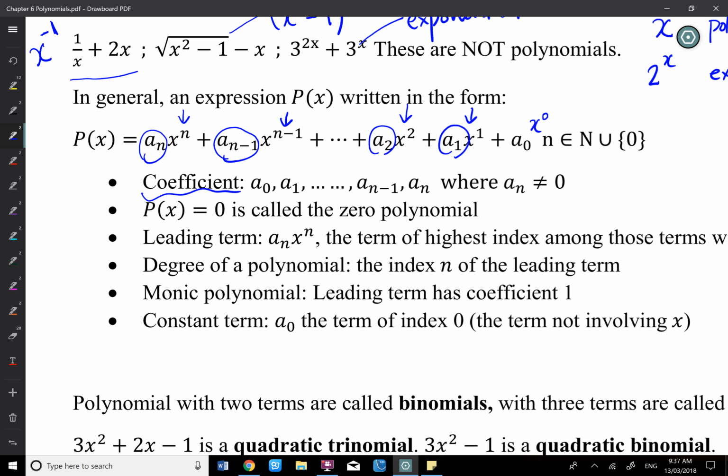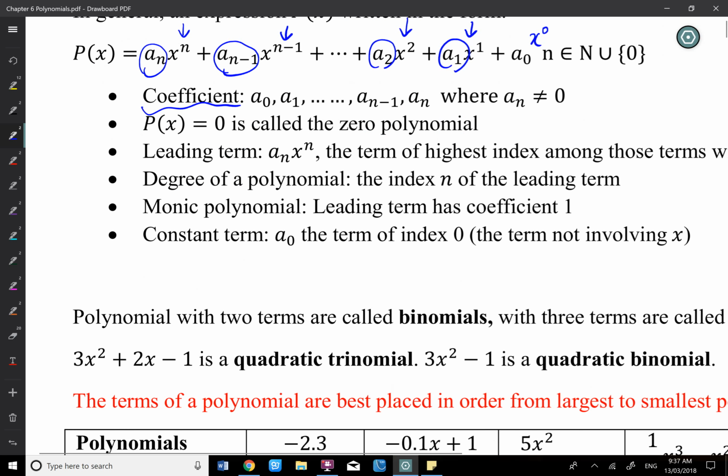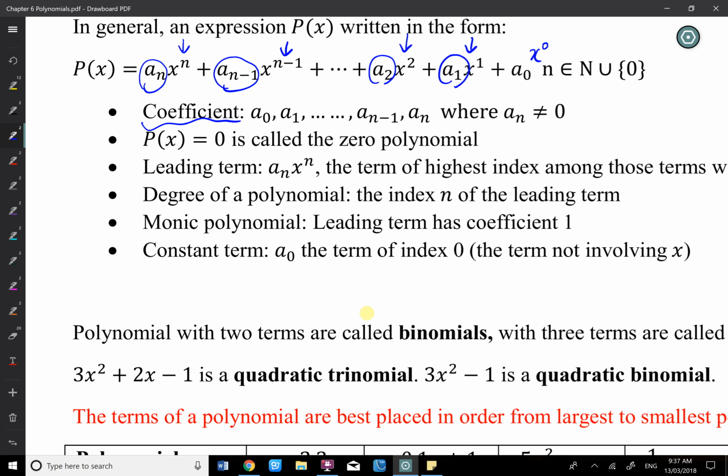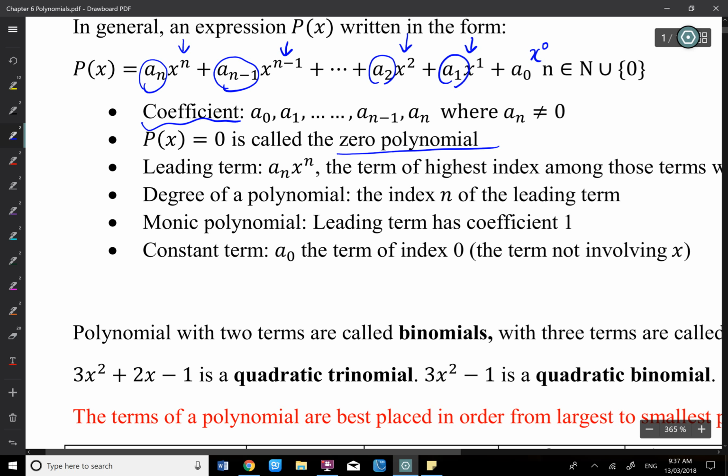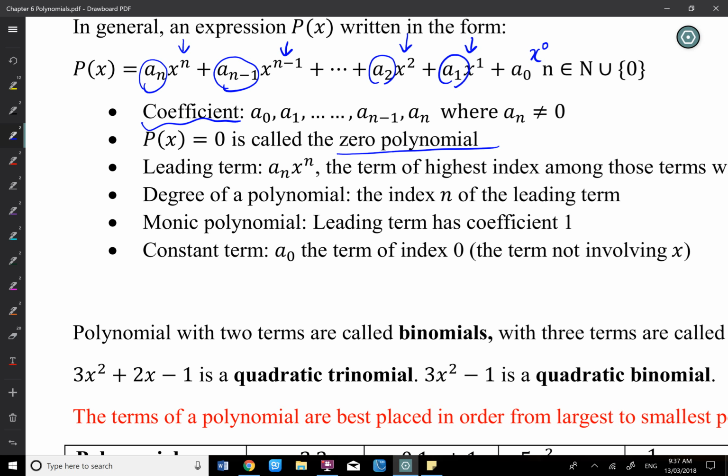All of the a values are called the coefficients. Then we have a special polynomial, which is called the zero polynomial. That's just p(x) equals 0. We don't really need that, but this is just a special name for it. p(x) equals 0 is called the zero polynomial.